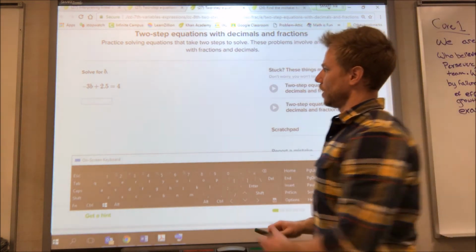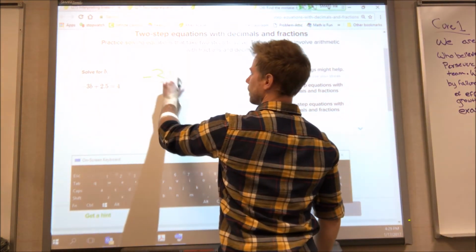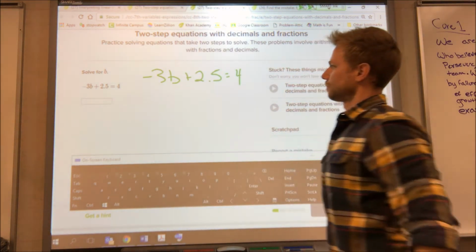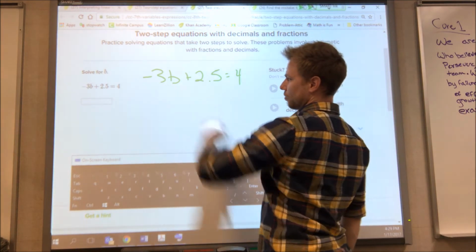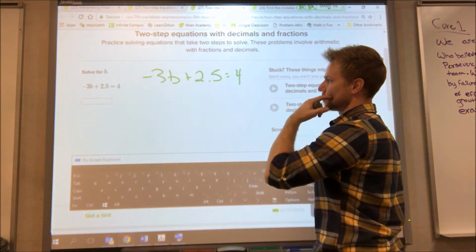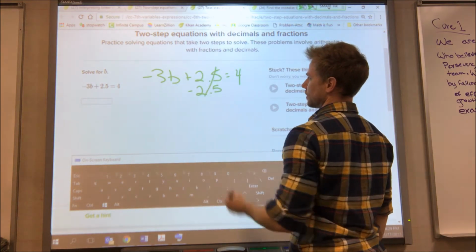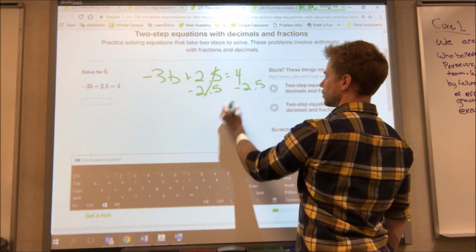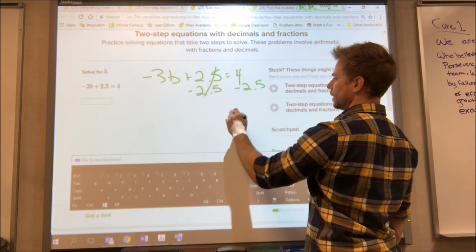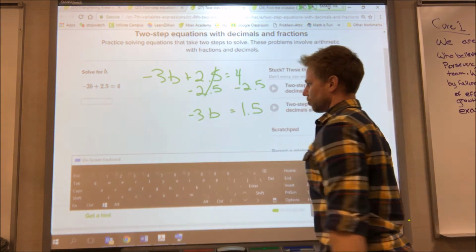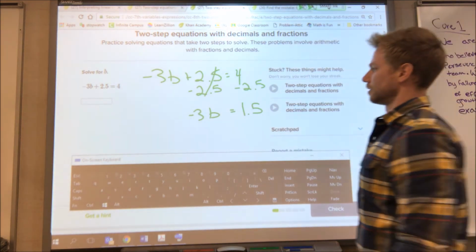Okay, we have negative 3b plus 2.5 equals 4. We want to get negative 3b by itself, so we're going to do the opposite of what we see right here. We're going to subtract 2.5. That's going to cancel. Subtract 2.5. 4 minus 2.5 is 1.5. We still have negative 3b on the left.